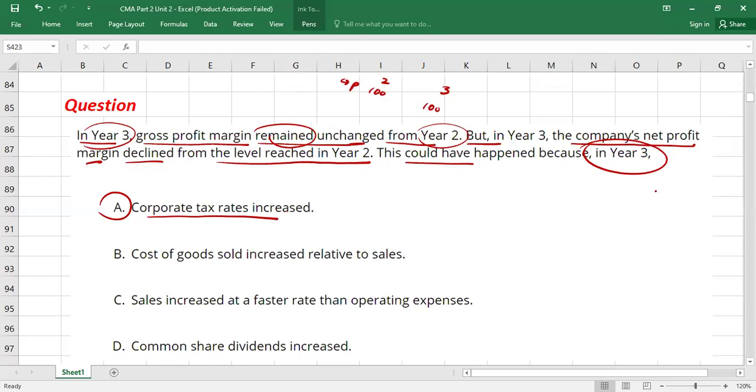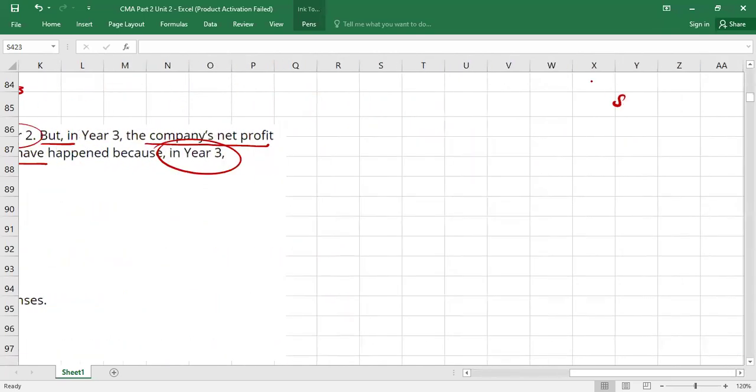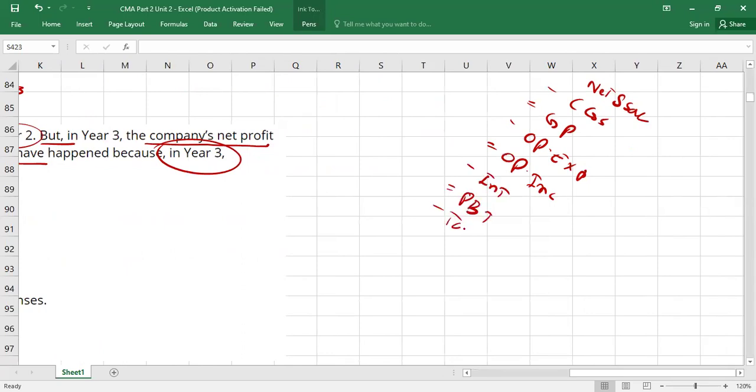The reason is that when you prepare the income statement, we write net sales, minus cost of goods sold equals gross profit, minus operating expenses equals operating income. More shortcuts I'm writing now. Minus interest expense equals PBT, minus tax expense equals net income. So what he said is that this value is constant. It has not changed in both years. But this value has reduced in year 3.